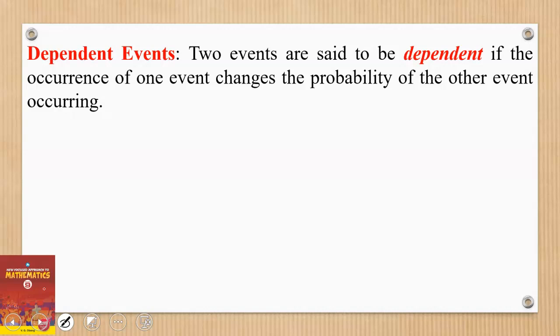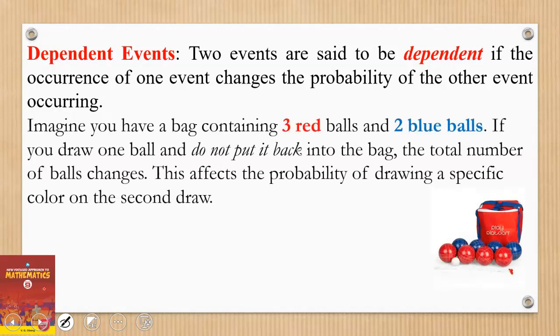Okay, so I have two events, and if I have the chance of picking the first event and the second event, and the first event affects the second event, then we say the two events are dependent. Imagine you have a bag containing three red balls and two blue balls. Now, if you draw one ball and do not put it back into the bag, the total number of balls changes. This affects the probability of drawing a specific color on the second draw.